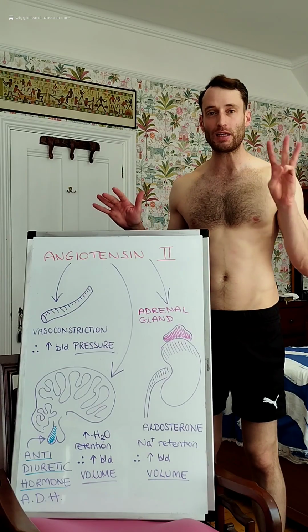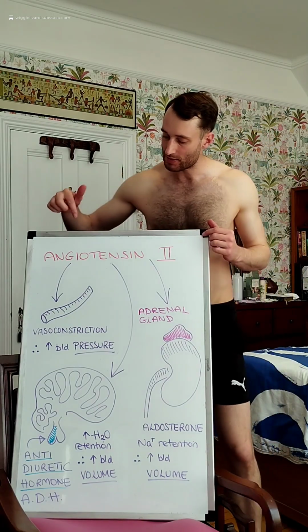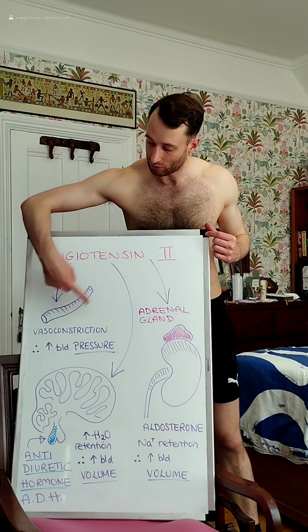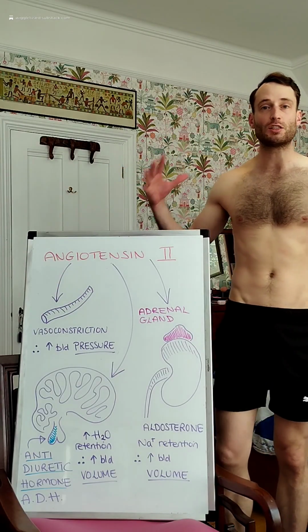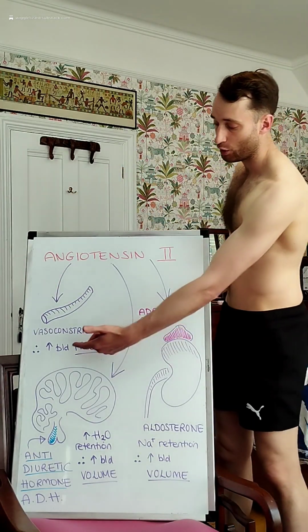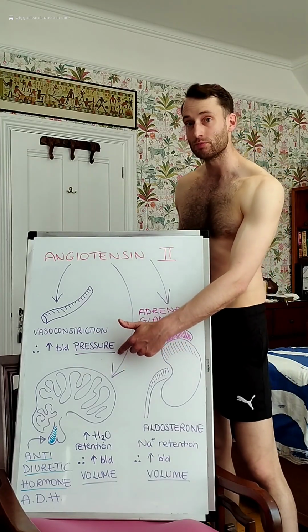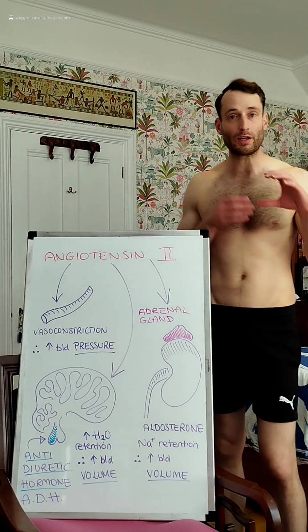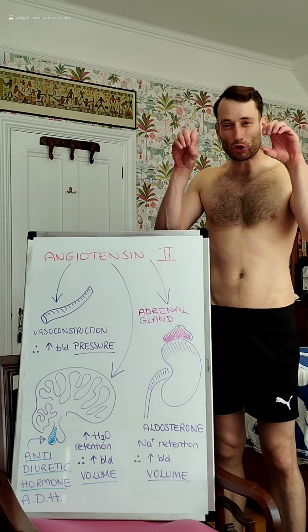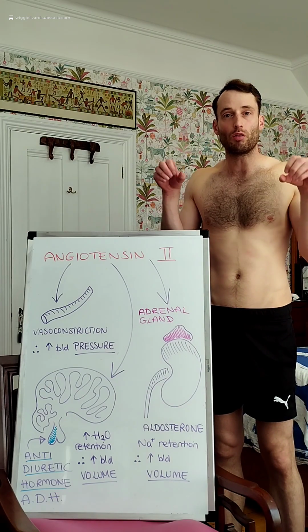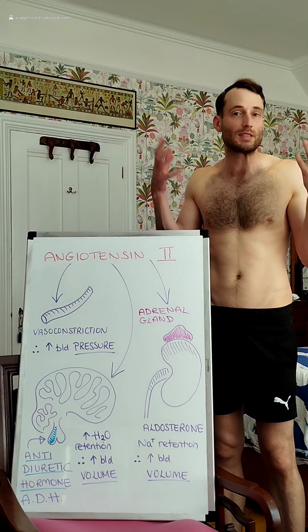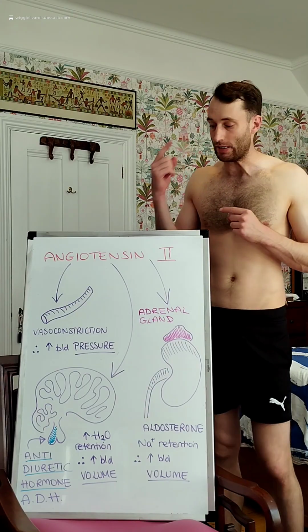Angiotensin 2 has 3 main effects. It acts on the blood vessels to cause general vasoconstriction, and this increases blood pressure. How does it do this? If you think about a tube full of liquid, if the tube is getting smaller, the pressure inside the tube with the same volume of liquid is going to increase.